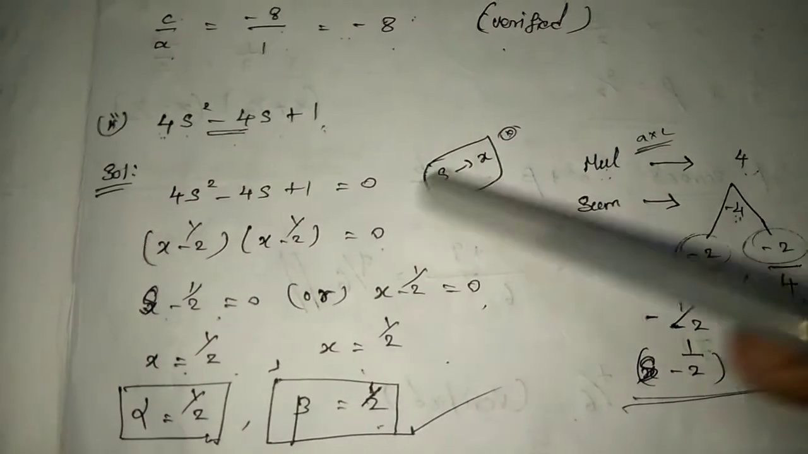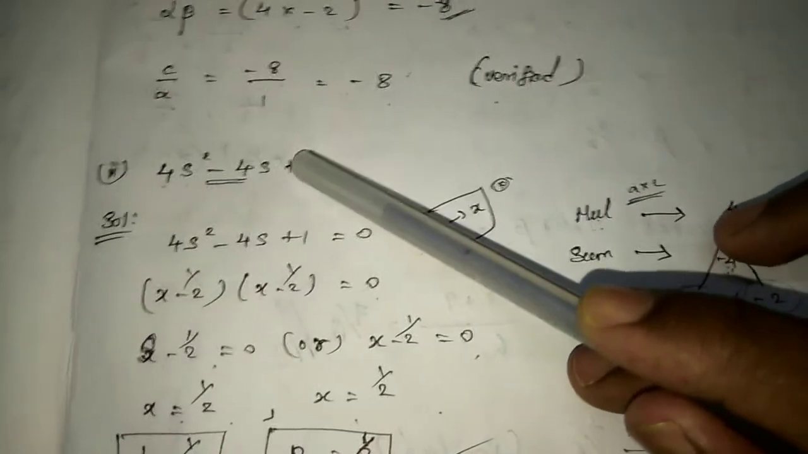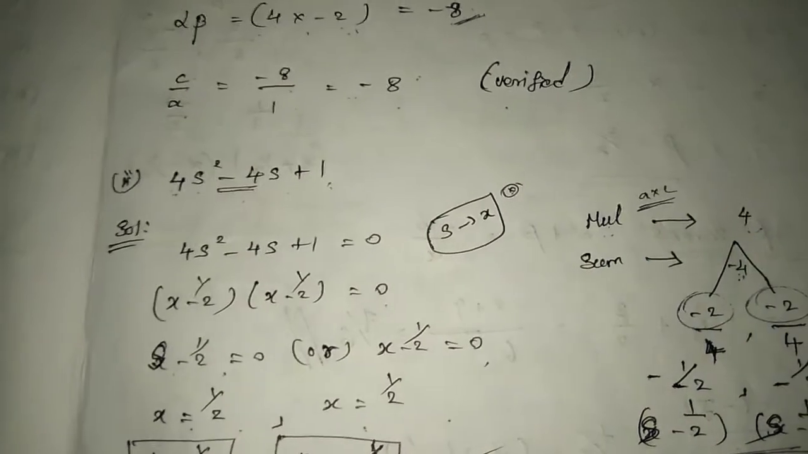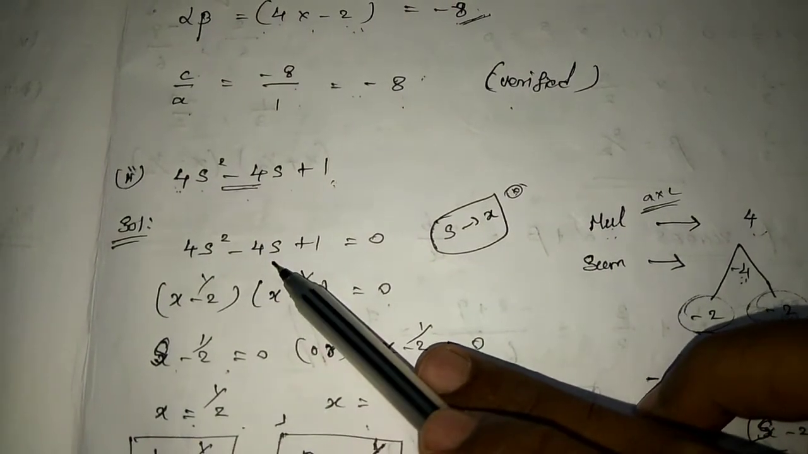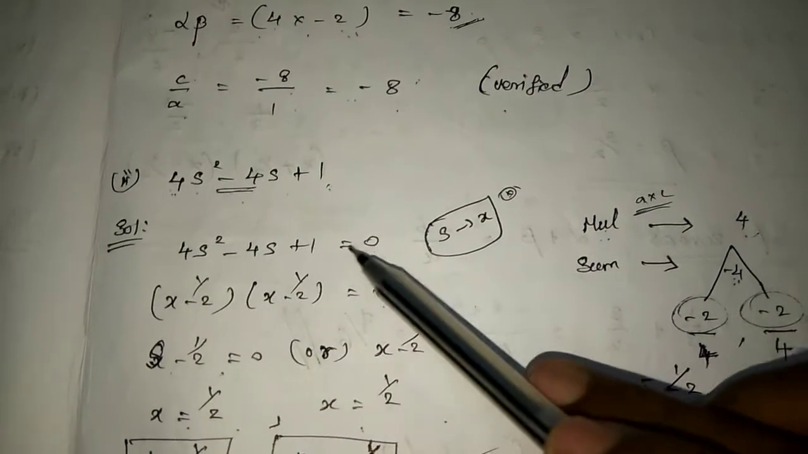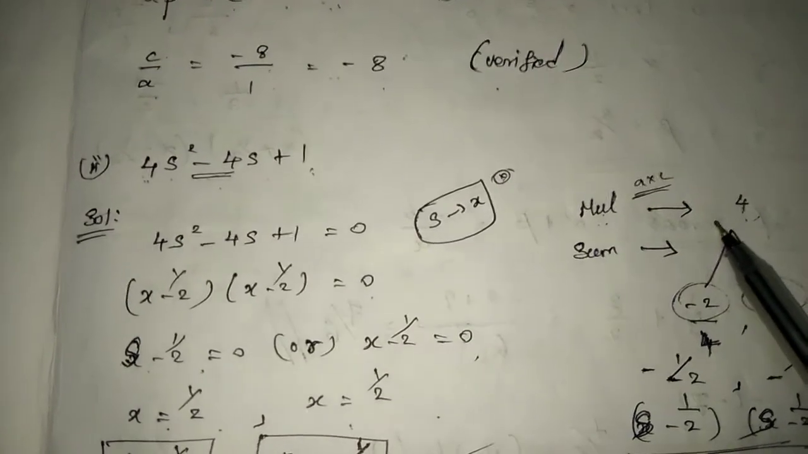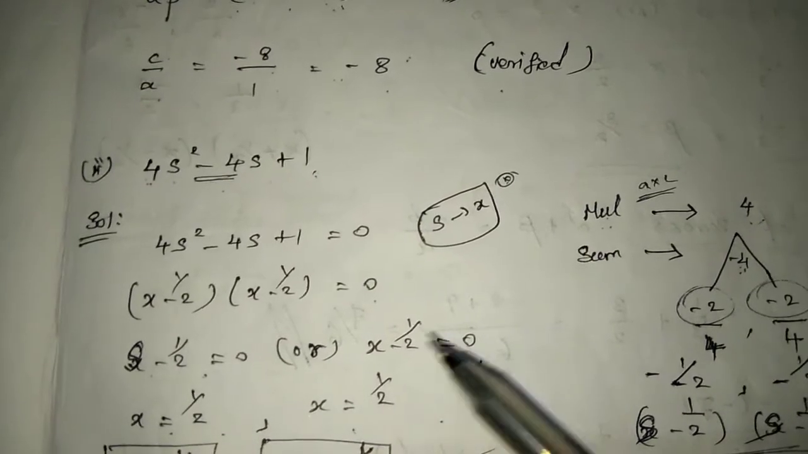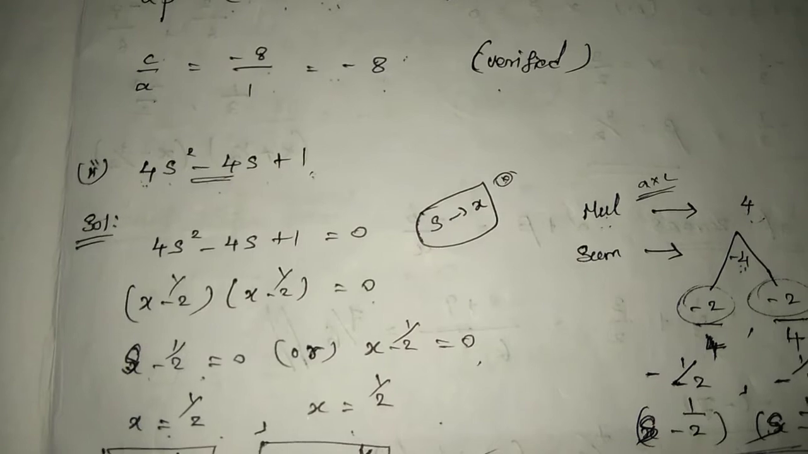Here 4s squared minus 4s plus 1. They have given a quadratic polynomial. Now we check whether it is in standard form or not. Yes, it is in standard form. So next step, 4s squared minus 4s plus 1 equal to 0. Now we write a into c: multiplication a into c is 1 into 4, that is 4. Sum value is minus 4. Now we can find the two numbers.